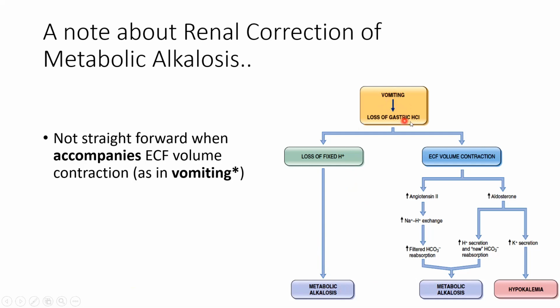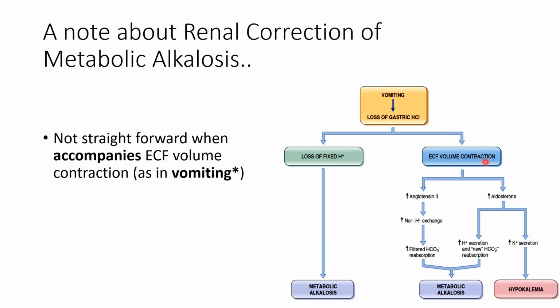Vomiting is loss of gastric HCl, excessive vomiting, I should say, in which you have lost fixed acid, and this easily goes into the metabolic alkalosis side of things, right? But at the same time, you're also losing fluid. So ECF volume would contract. Now check this out. Most of this information you should know, except maybe one or two bits here. So just remember, principal cell, alpha intercalated cell, angiotensin 2, and aldosterone. All of this we have done in the previous lectures. It just comes together here.